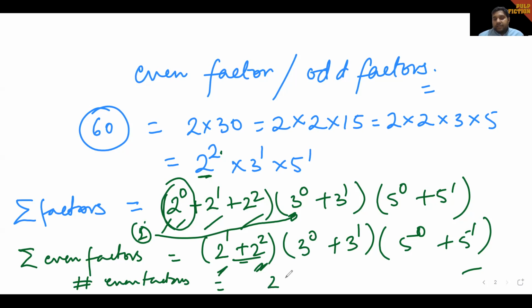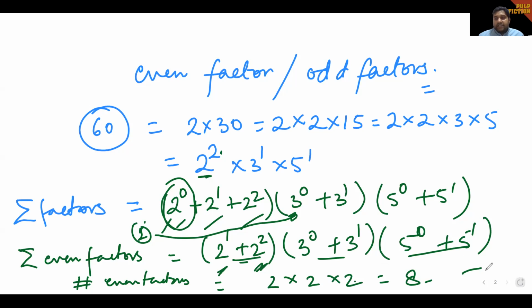2 terms, correct? Here, how many terms are there? 2 terms. So 2 doonie 4, doonie 8. Number of even factors will be 8. As simple as that. Odd, now that we know the total and the even count, we also know the odd.